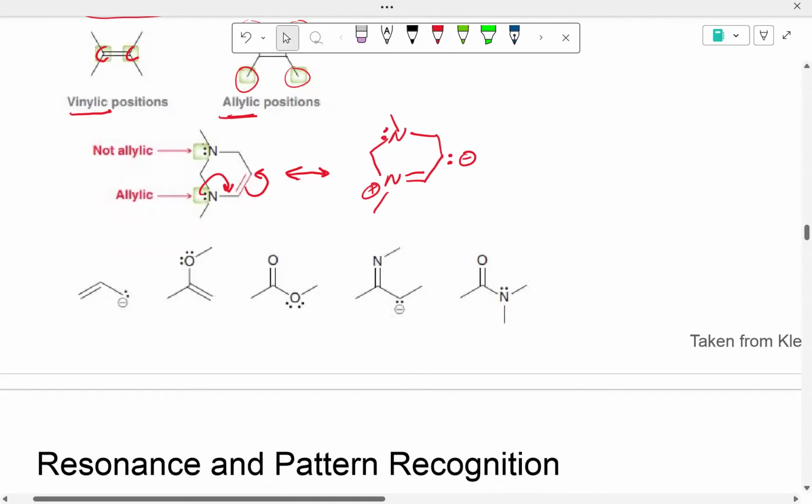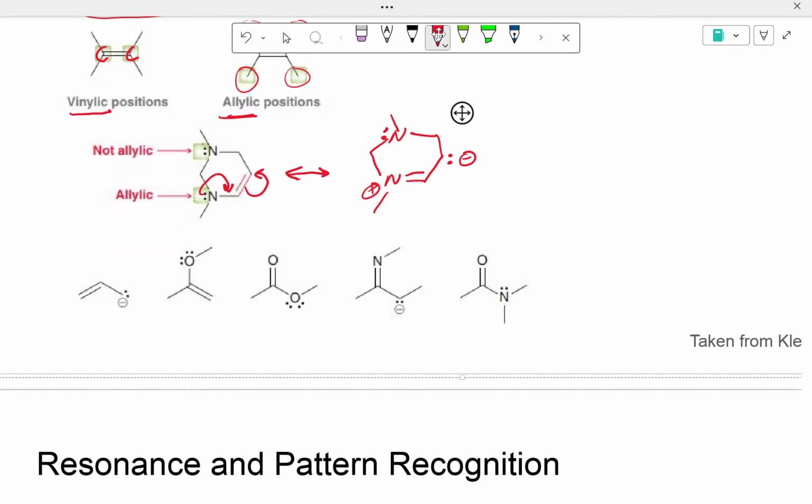So we got a lot of examples down here. Here, there's our double bond. The first atom outside of that, the allylic position, has a lone pair. So a very common thing I can do with it is move that. And when I say move it, I mean using resonance.